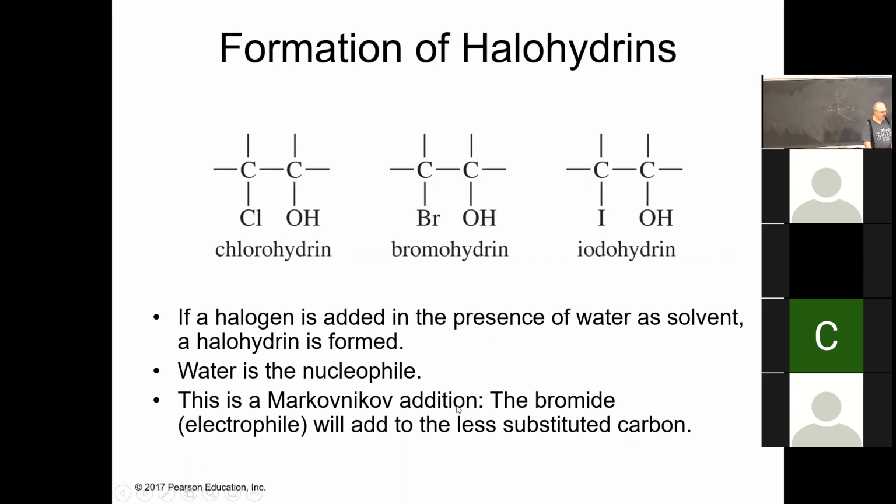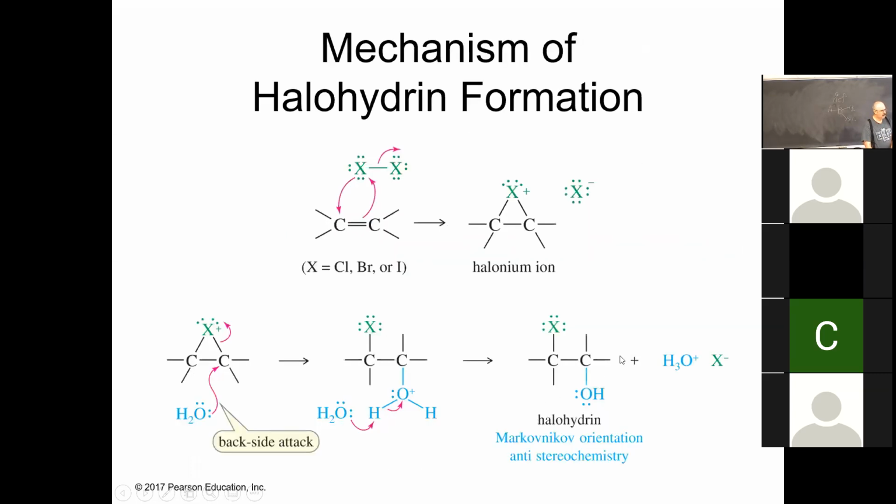This is a Markovnikov addition. The bromide adds to the less substituted carbon. Okay, so this is how it takes place. It starts out just like the previous reaction. We'll form this three-membered ring, this halonium ion, and then water attacks.